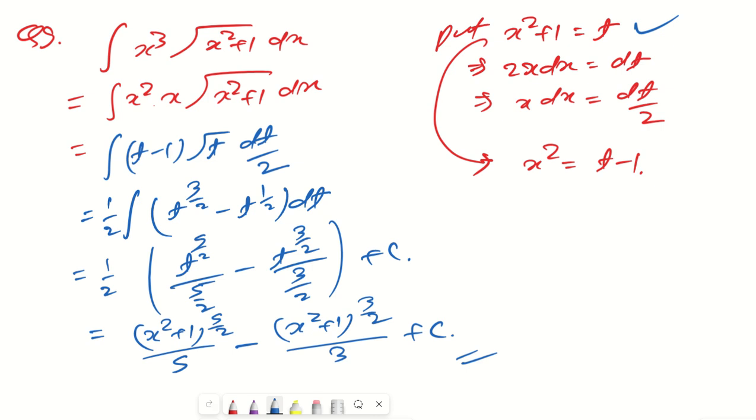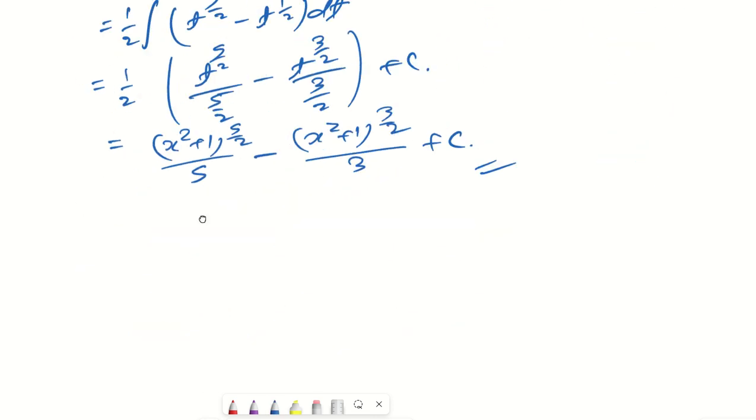Let us take one more question. So the question is integration of x into 3x minus 2 to the power 8 dx. Now what shall we do here? We have a problem here that this is going to be of the power 8. So this is going to be a little tough.